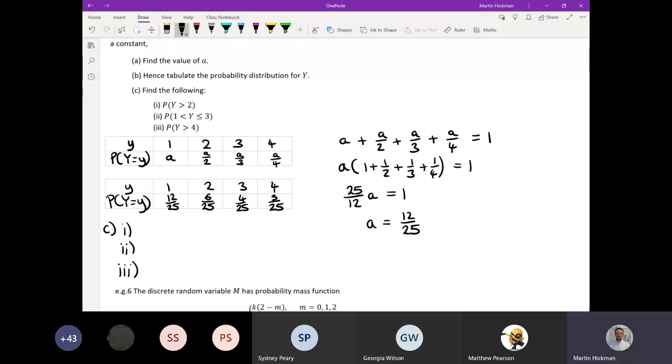When we say the probability of y is greater than 2, we mean that y cannot be 2. Now with discrete data, the next number up from 2 is going to be 3. So if I'm asked for the probability that y is greater than 2, I'm only looking at the probability that it could be 3 or 4. So I just add the 4/25 to the 3/25 for 7 over 25.